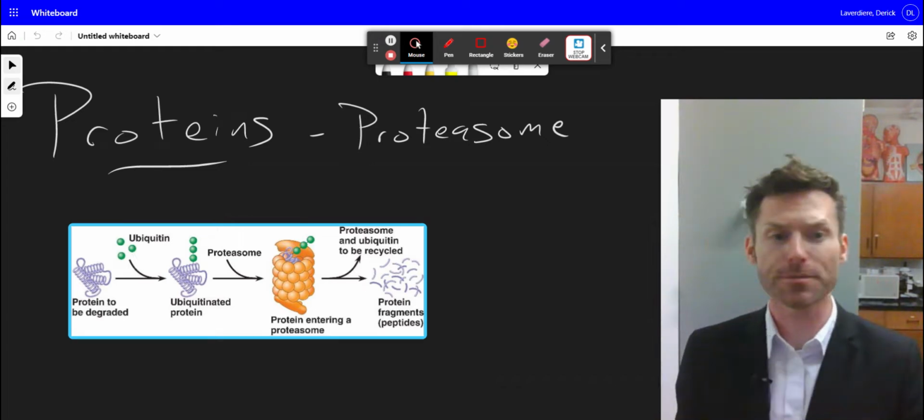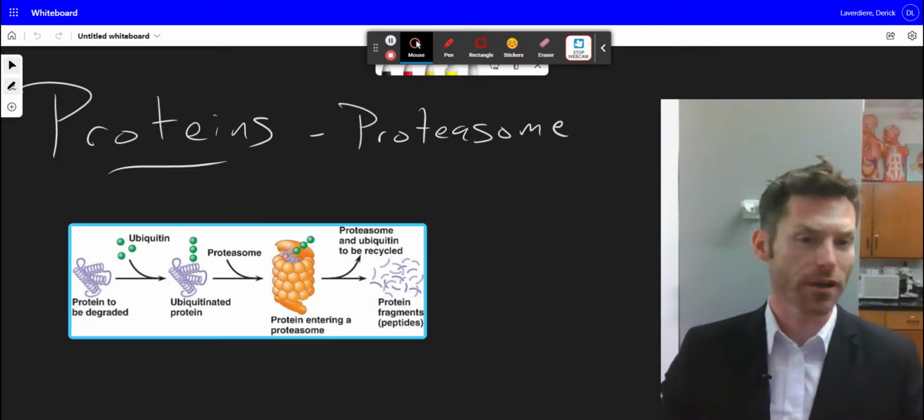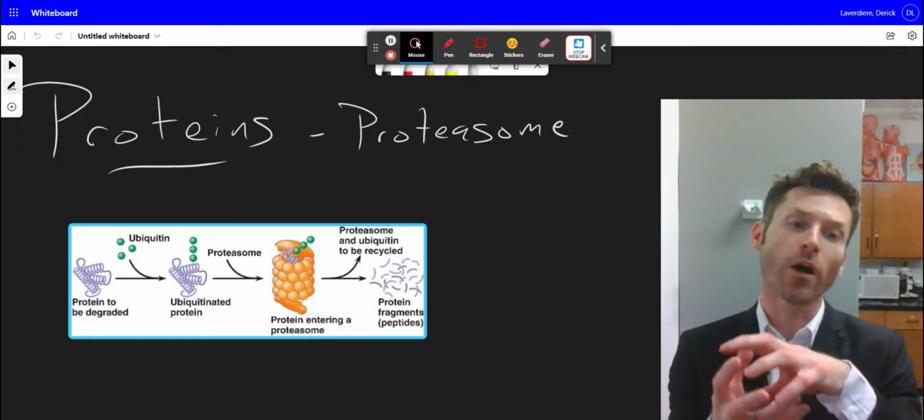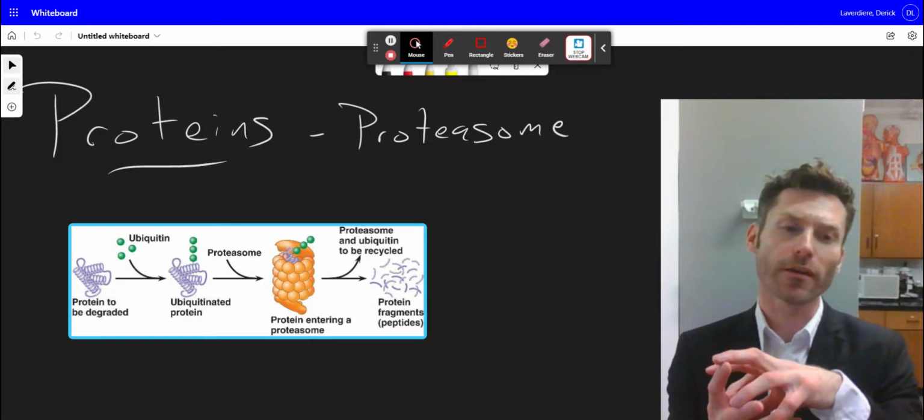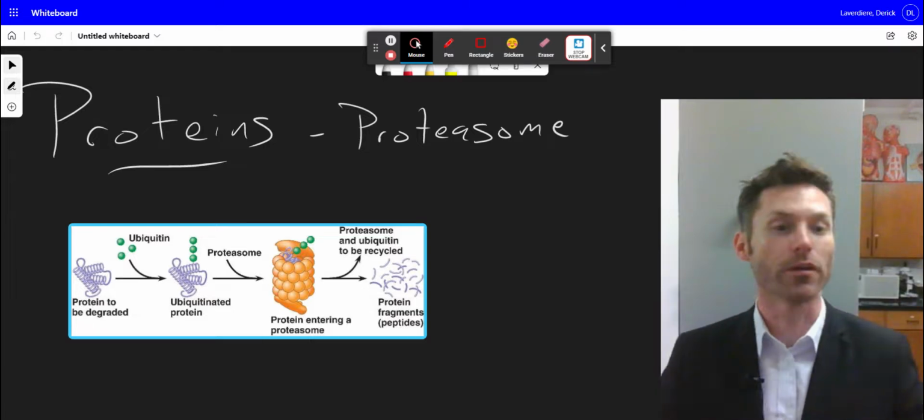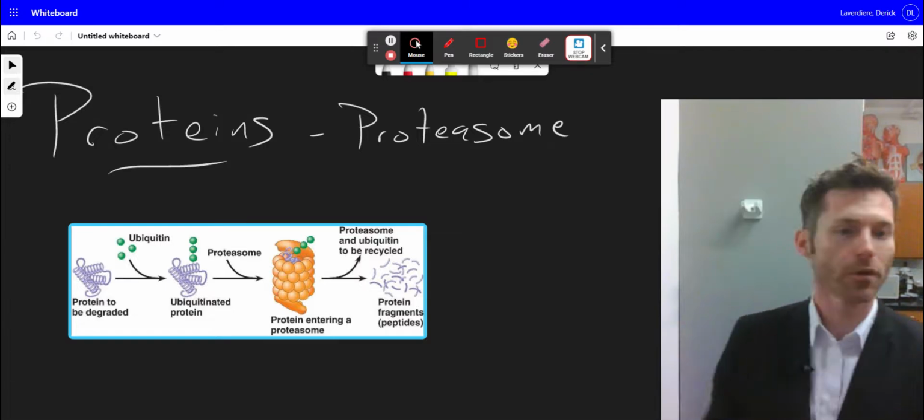Two things can happen at this point in time. The proteasome can rip up that protein, recycle the amino acids, use them for a different protein. Alternatively, the proteasome can just hold on to that protein for a little bit of time until the cell actually wants to use it. Then it can release it, protein floats out, does its job, gene is expressed. Cool?